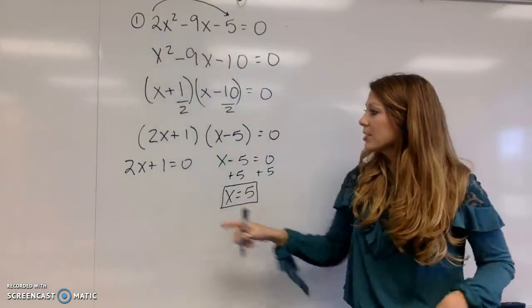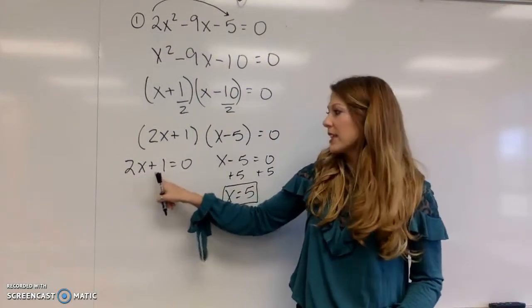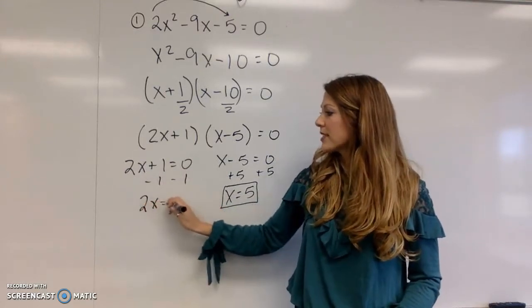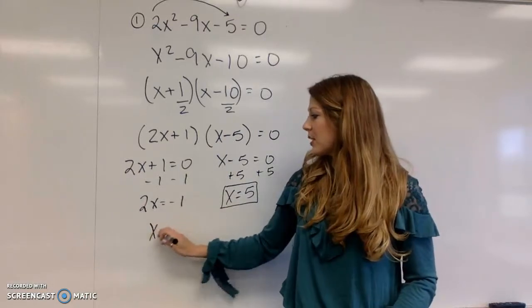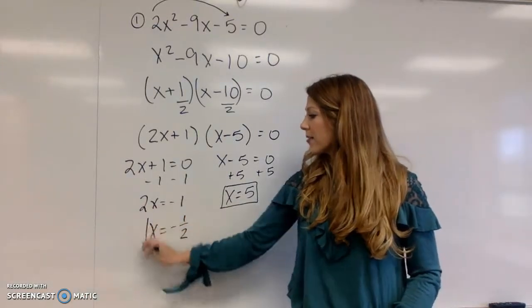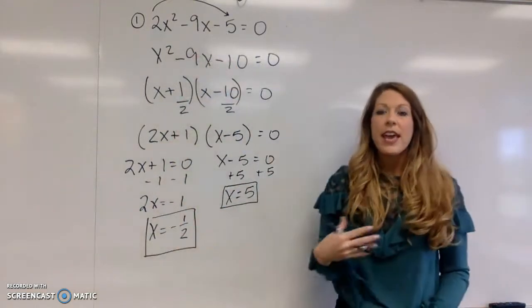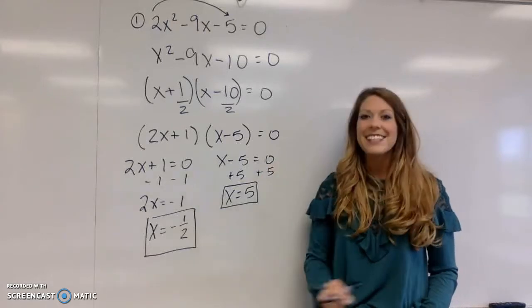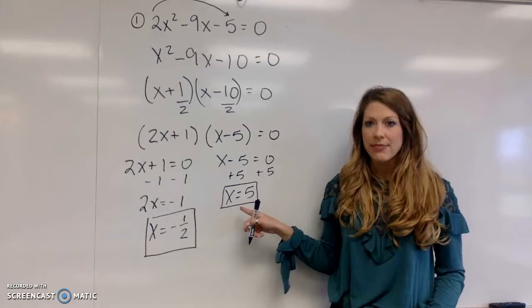And then for our other solution, we've got 2 steps. If we're going to solve for x or get x by itself, we need to subtract 1 first. So 2x equals negative 1. Then we divide both sides by 2. So x equals negative 1/2. So we have 2 solutions. This means that this quadratic equation, if we were to graph it, would cross the x-intercept, or the x-axis, at negative 1/2, and it would cross at positive 5.